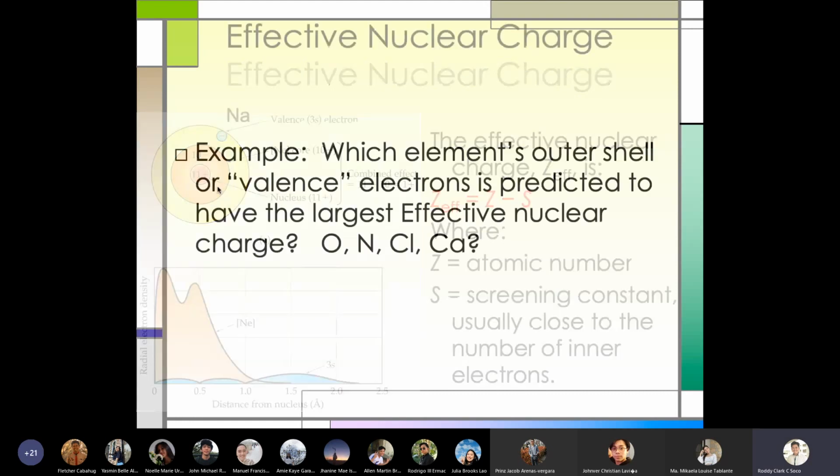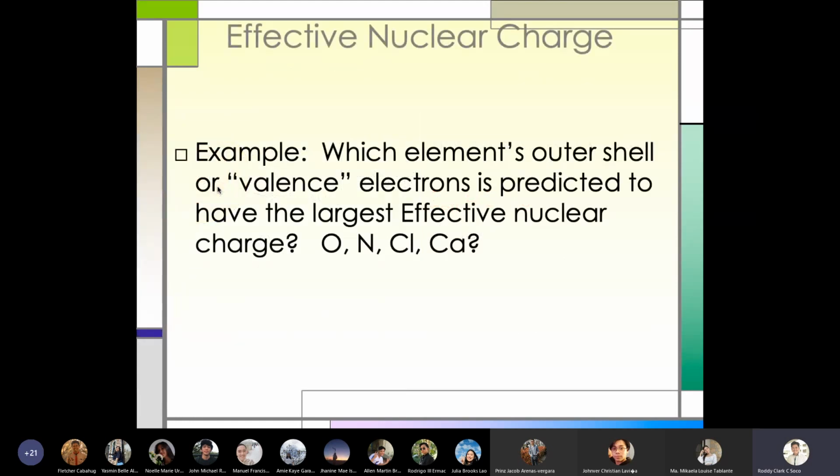For example, which element's outer shell or valence electrons is predicted to have the largest effective nuclear charge? Is it oxygen, nitrogen, chlorine, or calcium? So, how do we do this?